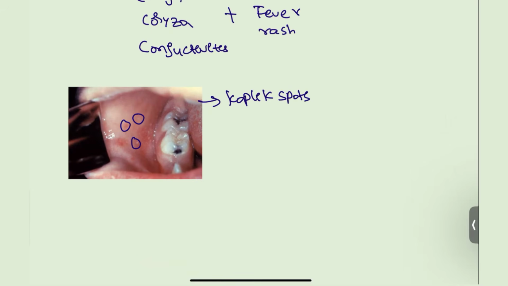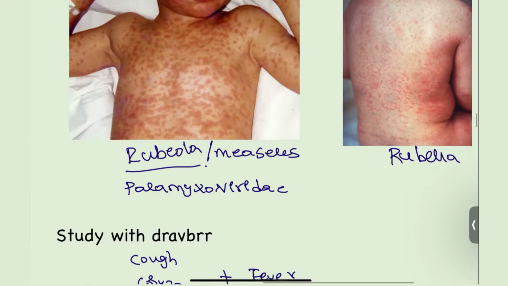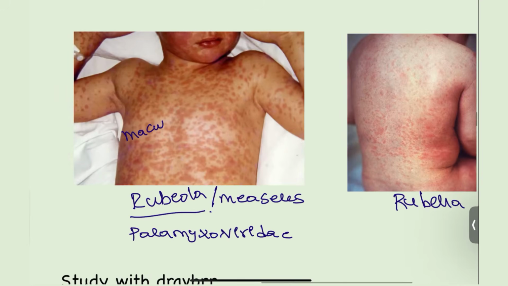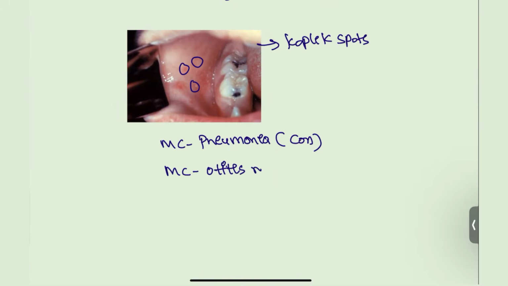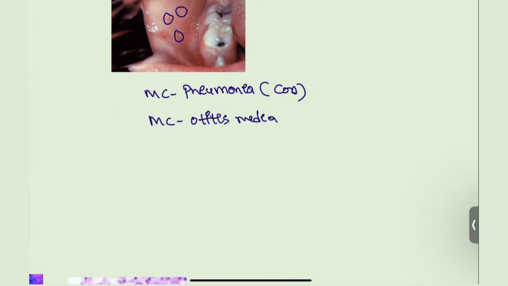These Koplik spots are seen on the buccal mucosa. And rash, here you are going to see a maculopapular rash. What are the complications? The most common complication will be pneumonia. So this can be the cause of death in the patient. But most commonly seen is otitis media. If they ask about death, that is pneumonia. And if they ask most common, then it will be otitis media.